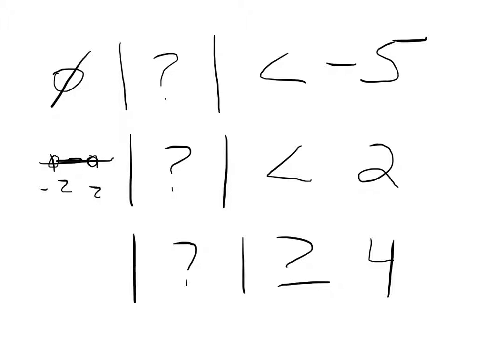Third one, suppose you want the absolute value greater than or equal to 4. Okay. You could have numbers less than or equal to -4. Those are good. And then you can have numbers that are greater than or equal to 4. And those would be good.